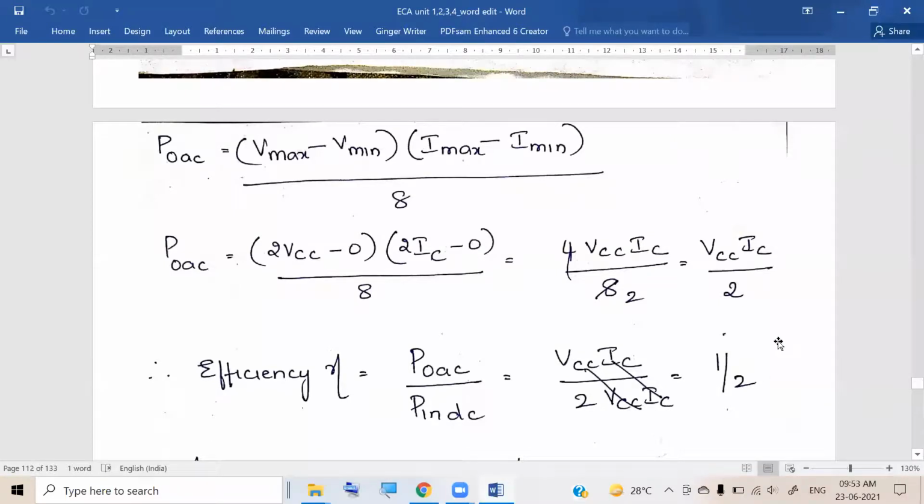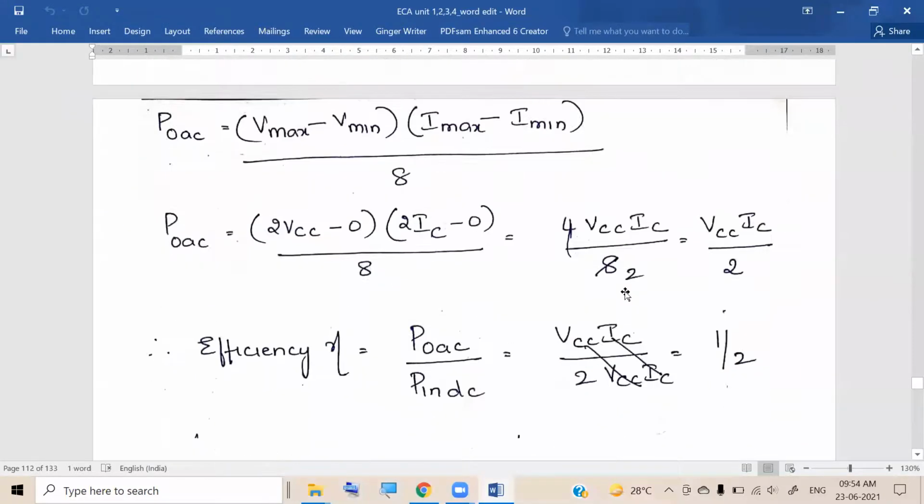So what will be the percentage efficiency of the transformer coupled class A amplifier? Please answer. Efficiency we got 1 by 2. What will be the percentage efficiency? Please answer. 50%. Yes, very good, 50%.